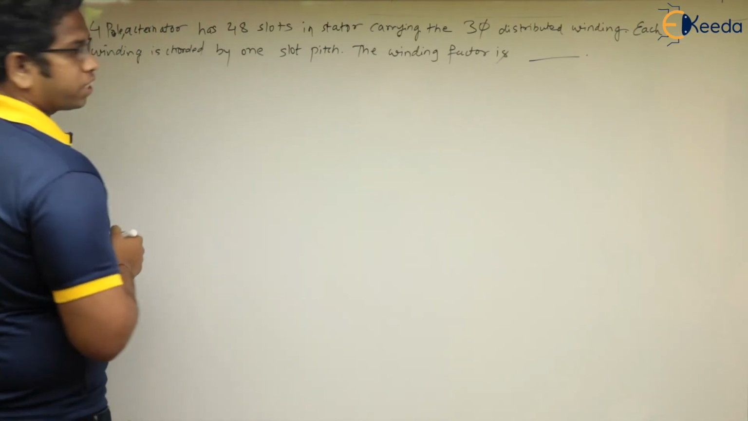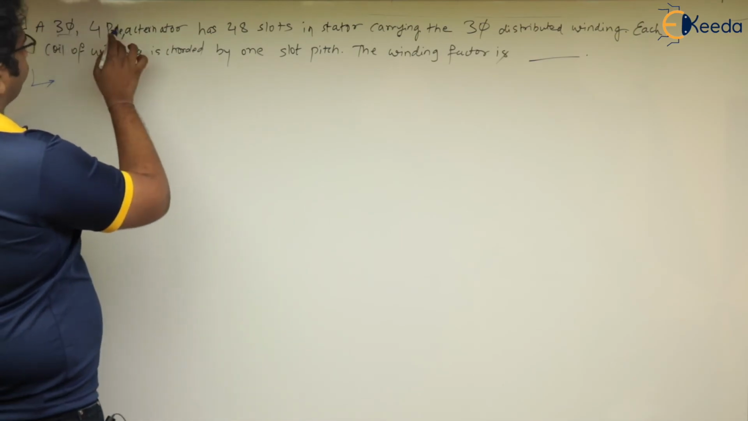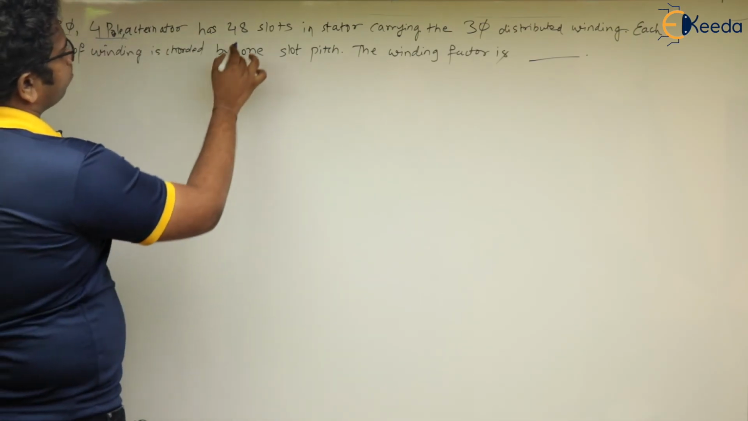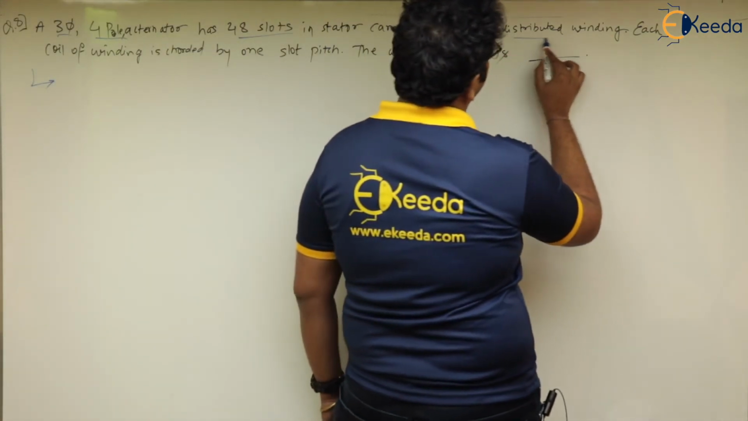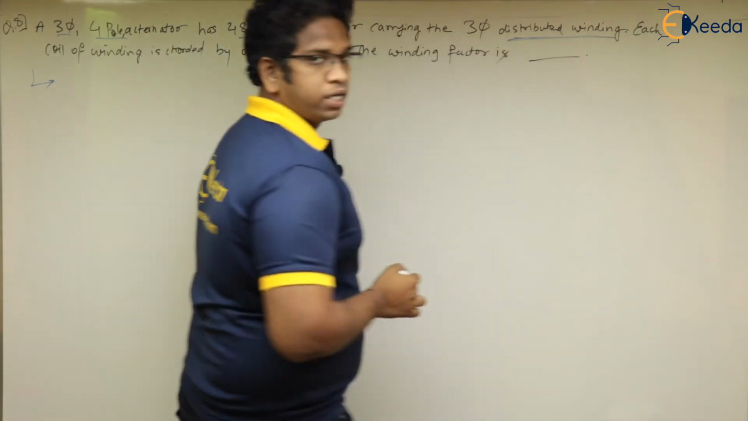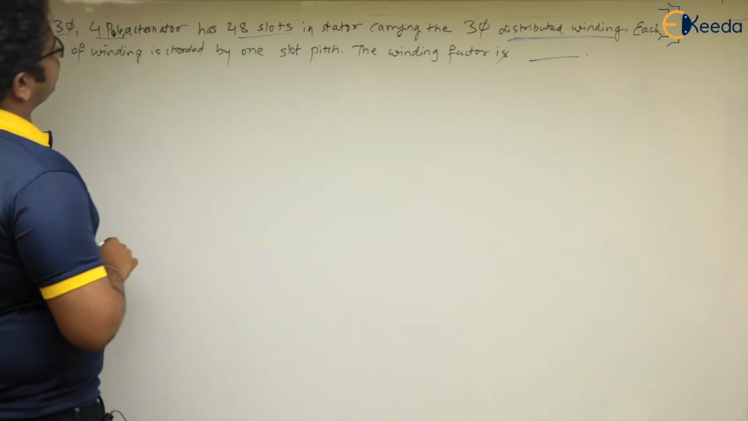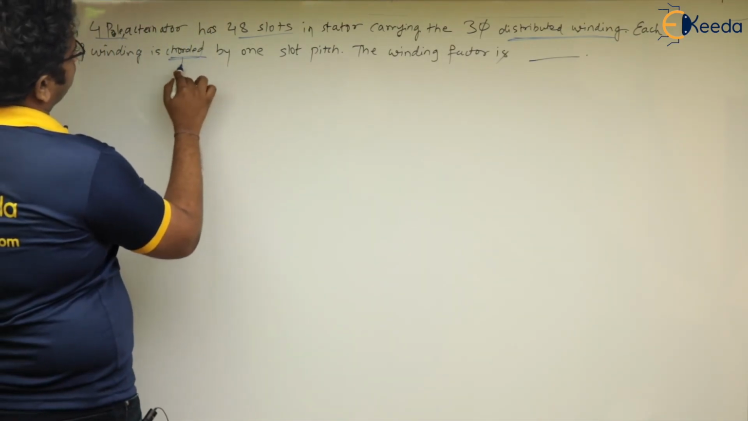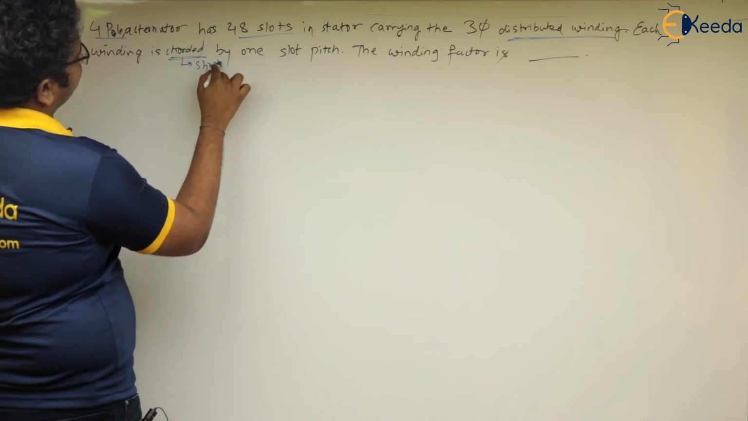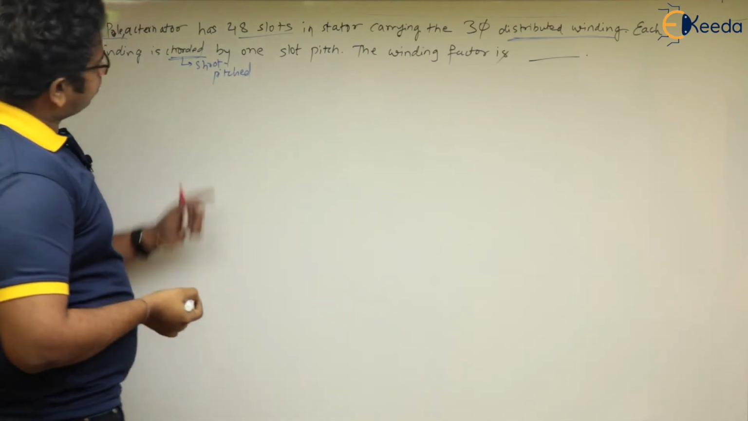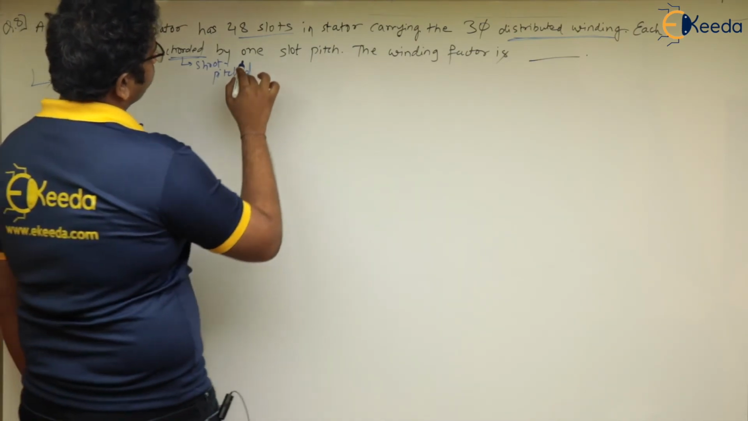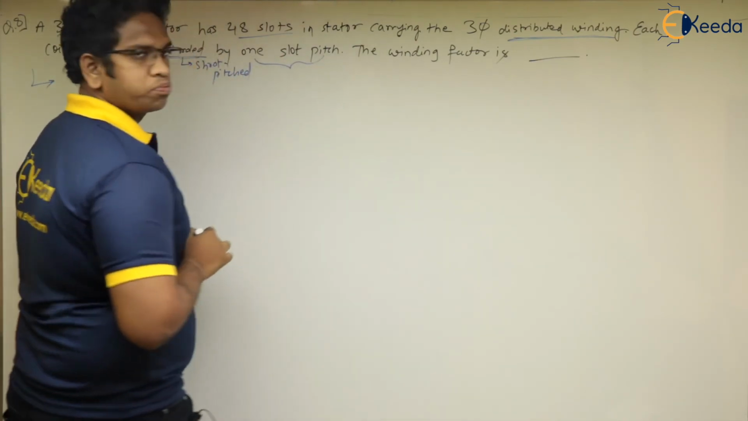Now, what are they saying in this question? 3 phase as usual, 4 pole, no problem. 48 slots are given in a stator carrying 3 phase distributed winding. Then note, each coil of winding is chorded. What is chorded, sir? Chorded means short pitched. Already we have seen short pitched, nothing but chording only, by one slot pitch, by one slot.